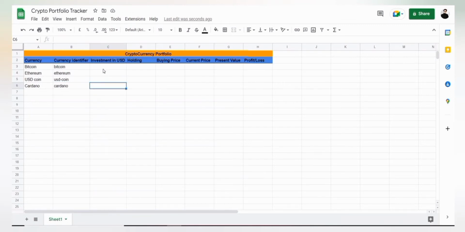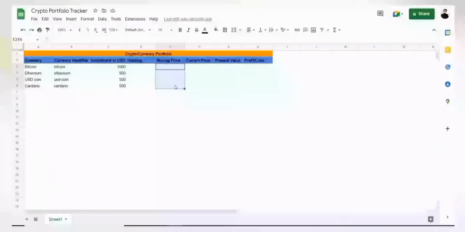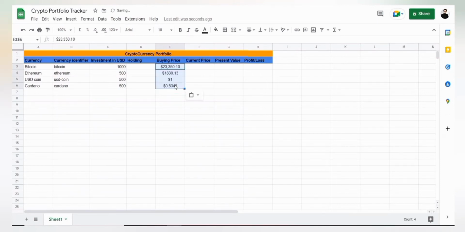And let's enter our investment in USD. Let's just say we invested $1,000 in Bitcoin, $500 in Ethereum, $500 in USD coin, and $500 in Cardano. And for our buying price, let's just take a sample buying price from the internet and paste it here. So it is $23,350 for Bitcoin and $18.30 for Ethereum, $1 for USD coin, and 0.5345 for Cardano.